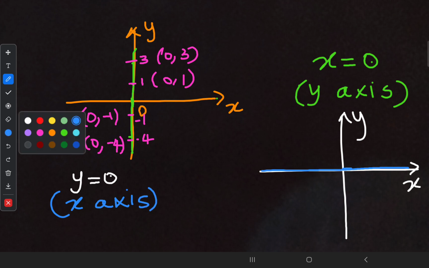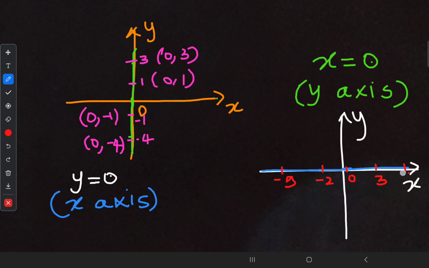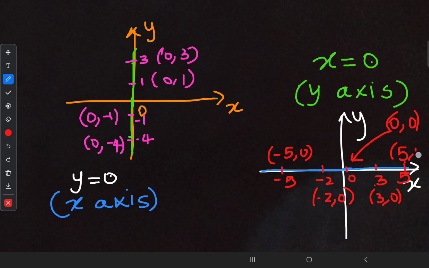When we consider any points that lie on this line, let's consider this one, this one, this one and this one. Here these are -5, -2, 0, 3 and 5. For the first, the x-axis value is -5 and the y-axis value is 0, so -5 comma 0. Then -2 comma 0. For this point, it is 0 comma 0, that is our origin. Here the x value is 3, y value is 0. And finally, x is 5, y is 0.